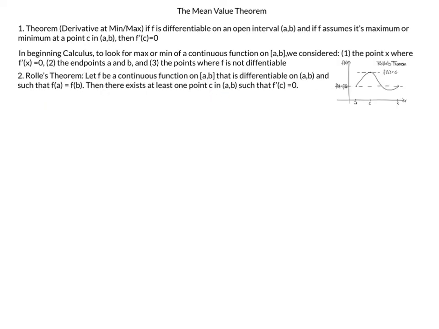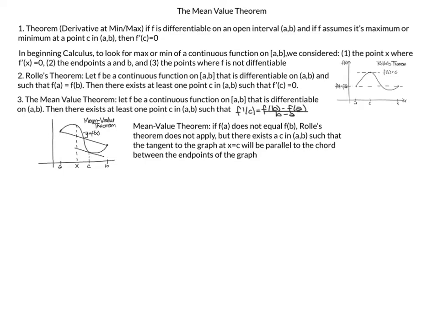Now we have proven Rolle's theorem, again that says if f is a continuous function on the closed interval [a, b] and it's differentiable on the open interval, and if f of a and f of b, the endpoints, are equal, then there's at least one point c such that f prime of c is equal to 0. Now we can go on to the mean value theorem that says if f is a continuous function on the closed interval [a, b] and it's differentiable on the open interval, then there exists at least one point c in (a, b) such that the derivative of f at c is equal to f of b minus f of a over b minus a.